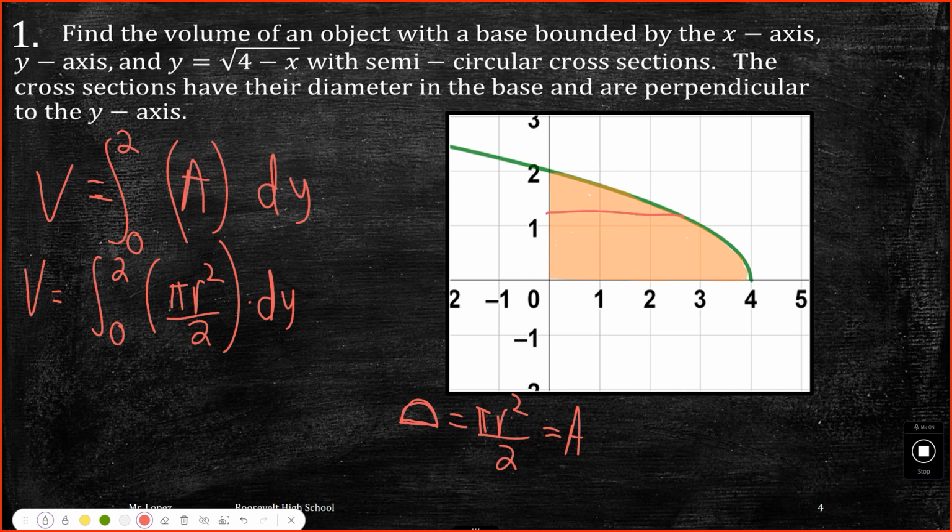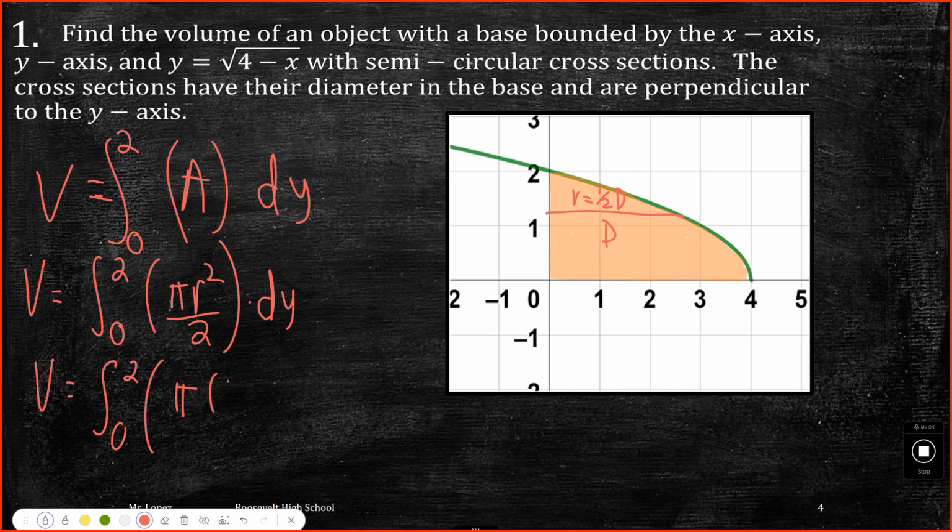So diameter, and we're saying that radius is equal to half the diameter, no? So we're going to plug in for r 1/2 of d. Let's just do it like that. So volume is equal from 0 to 2, r is 1/2 diameter, squared over 2, the quantity over 2 dy.